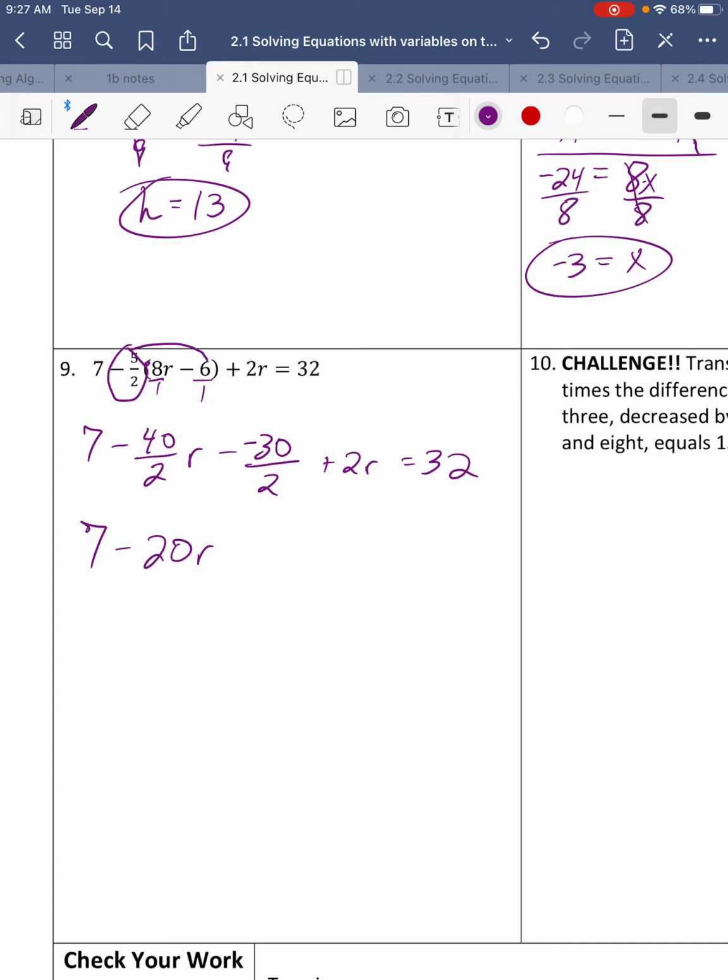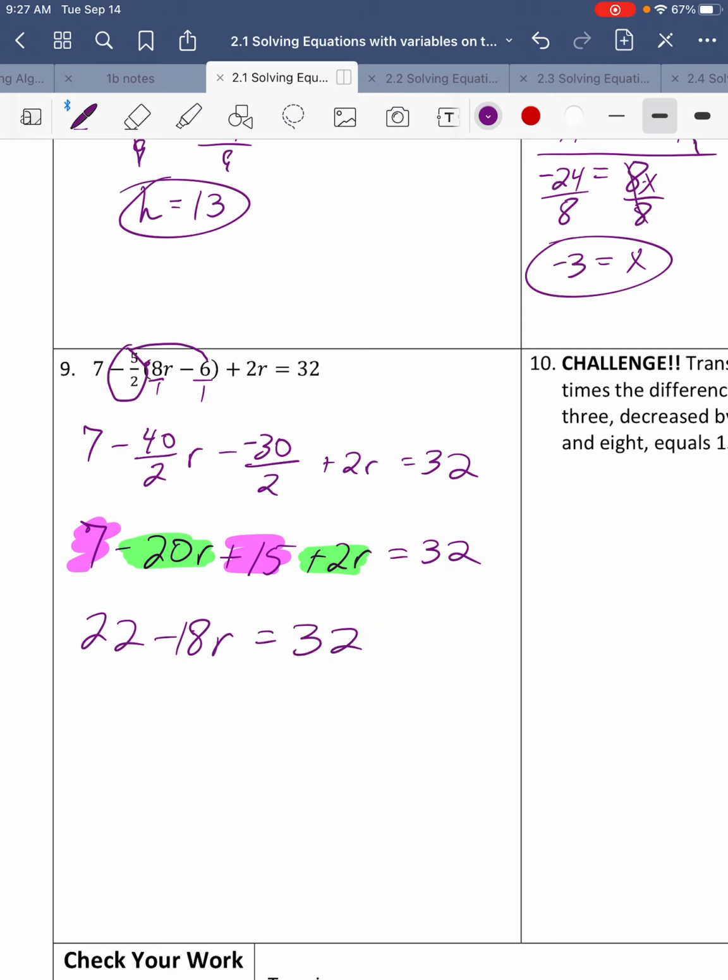Simplify the fractions. 40 divided by 2 is 20. Minus a negative is going to be a plus, so there's going to be a plus here. 30 divided by 2 is 15. Gather your like terms. Let me just highlight these. We have 7 plus 15 is 22. Negative 20r plus 2r is a negative 18r.